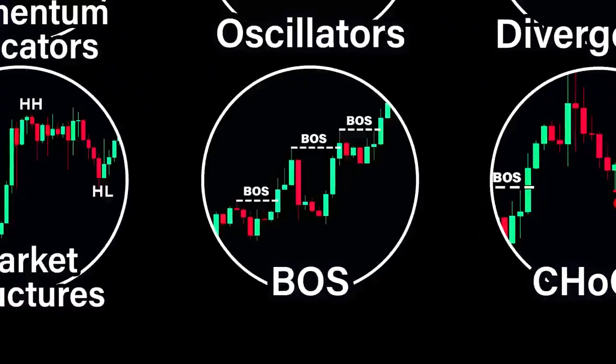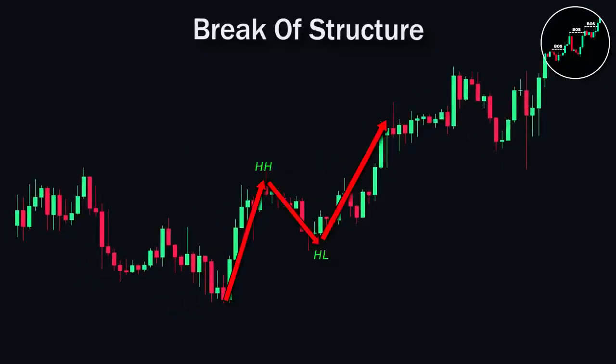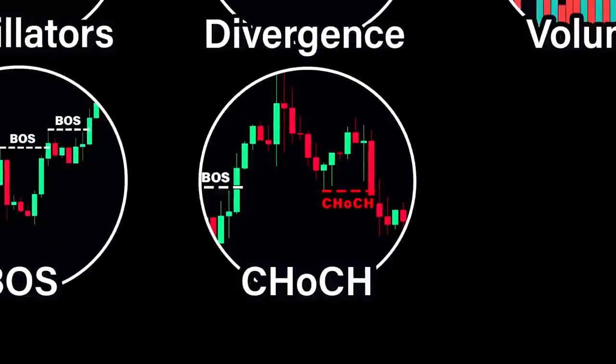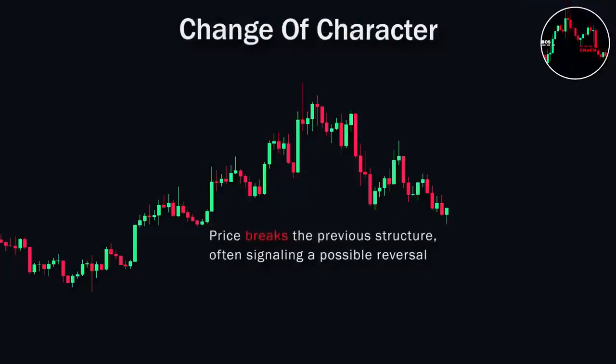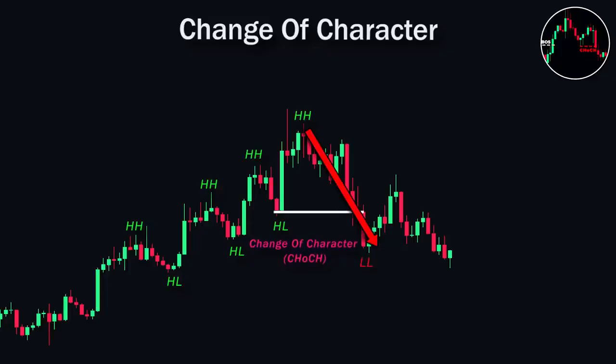Break of structure. It is when price breaks the previous price peak during a trend. For example, if the price forms higher highs and higher lows, this break of the previous highs is called break of structure. Change of character. It occurs when price breaks the previous structure during a trend, often signaling a reversal from that current trend. For example, if the price is forming higher highs and higher lows, then it breaks the previous lows forming lower lows. This is called a change of character.